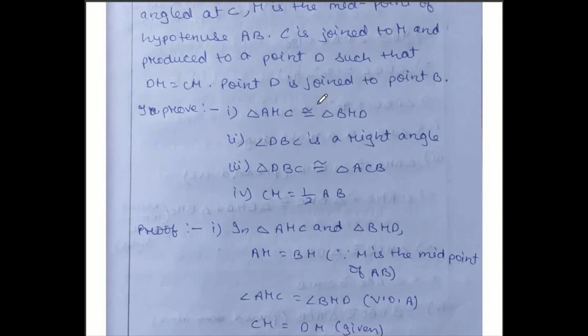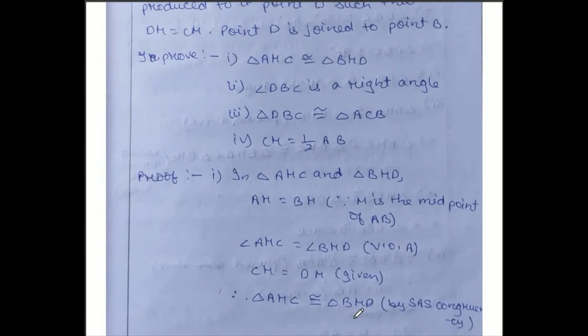So first question number 1, in triangle AMC and triangle BMD, I have taken first AM equals BM, that is, M is the midpoint of AB. Angle AMC and angle BMD both are equal, vertically opposite angles. CM and DM both are equal, already given. Then both the triangles are congruent under side angle side congruency.